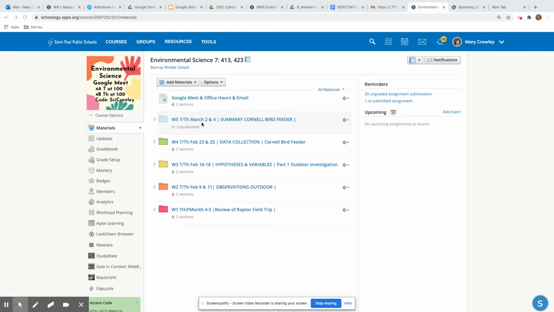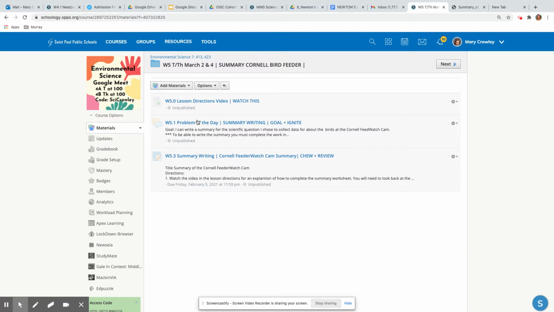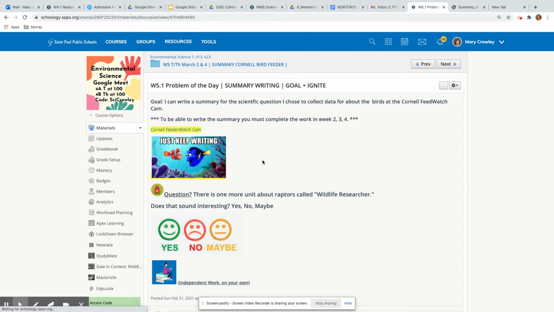So you will go into this folder. It's blue. It's not published right now, so that's why it doesn't look blue. But you're going to go in there, into the problem of the day. And it's writing. So you've got to write in all your classes. It's an important skill to learn, so just keep on writing.